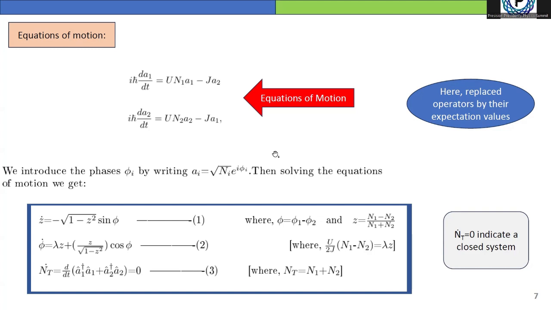Here we can see that the time derivative of z is non-zero, the time derivative of phi is non-zero, but the time derivative of nt is 0. It means the total number of particles in our system is conserved. That's why nt is not changing with time. So we can say that our system is a closed system. No particle can enter our system or exit from our system.